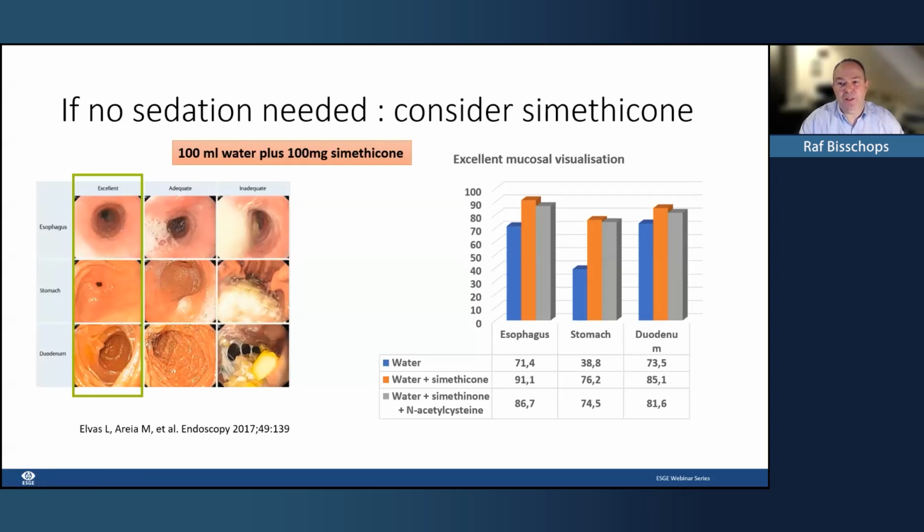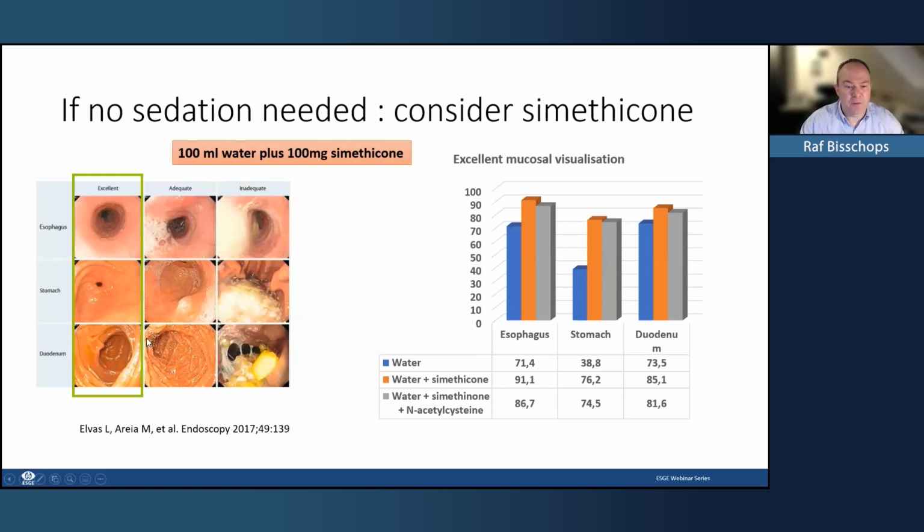And now coming back to the simethicone. Remember, this study was done in patients that were not sedated. Otherwise, you may actually have a small risk of aspiration, but if they're not sedated, you can actually give them a mixture of 100 milliliters of water plus 100 milligrams of simethicone.